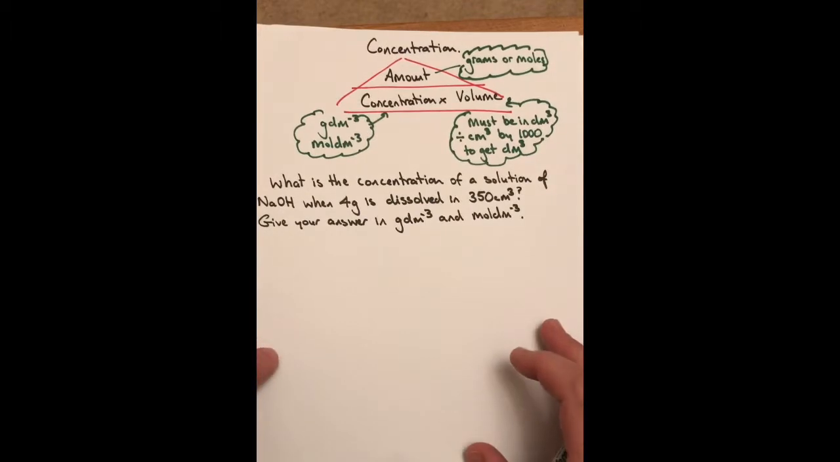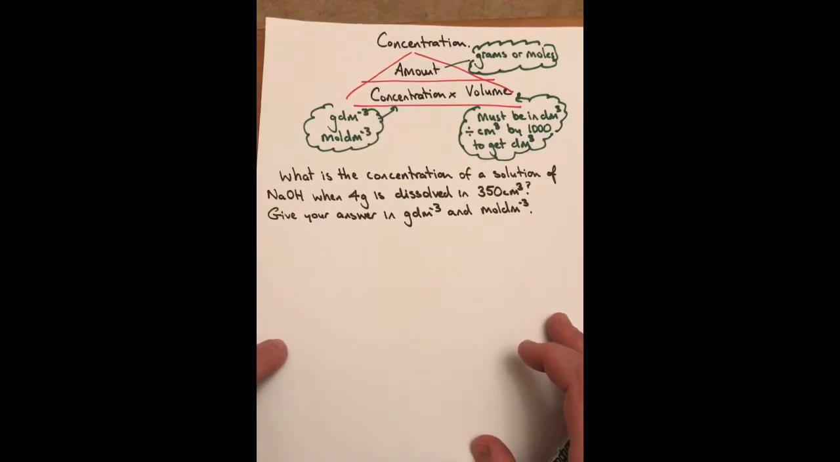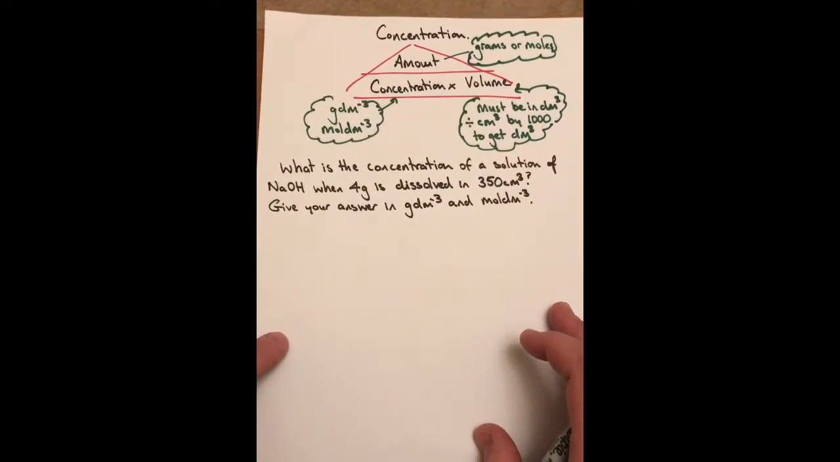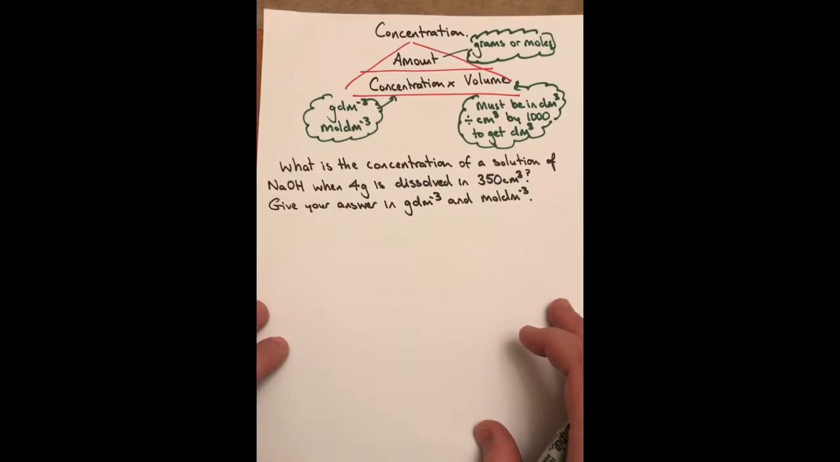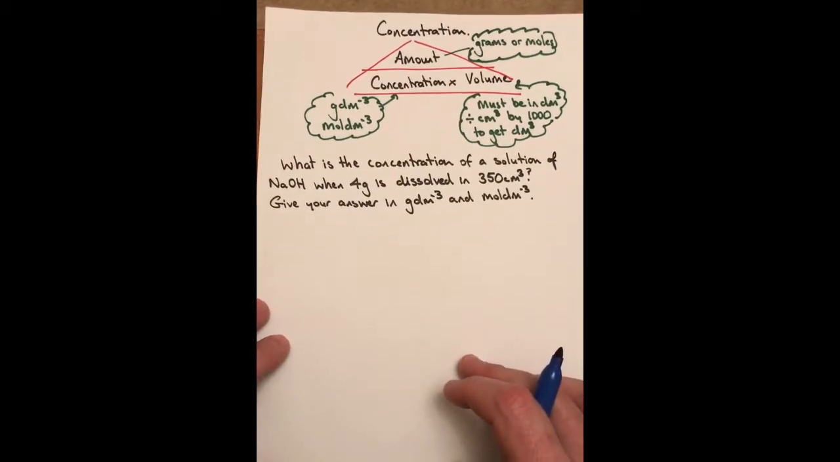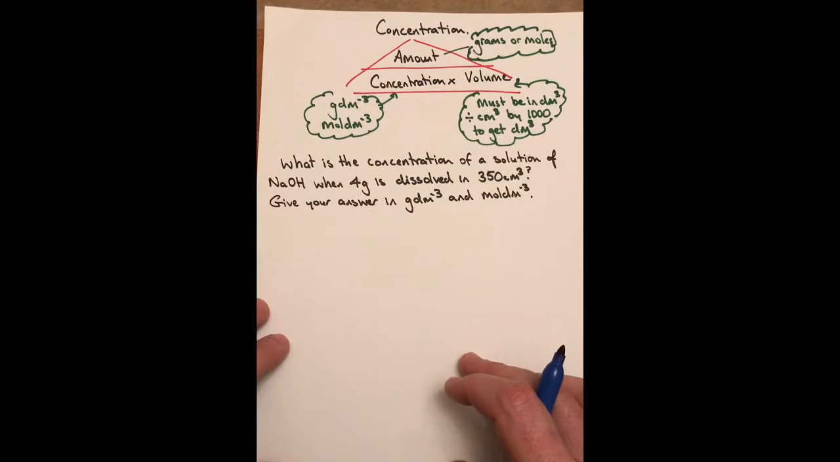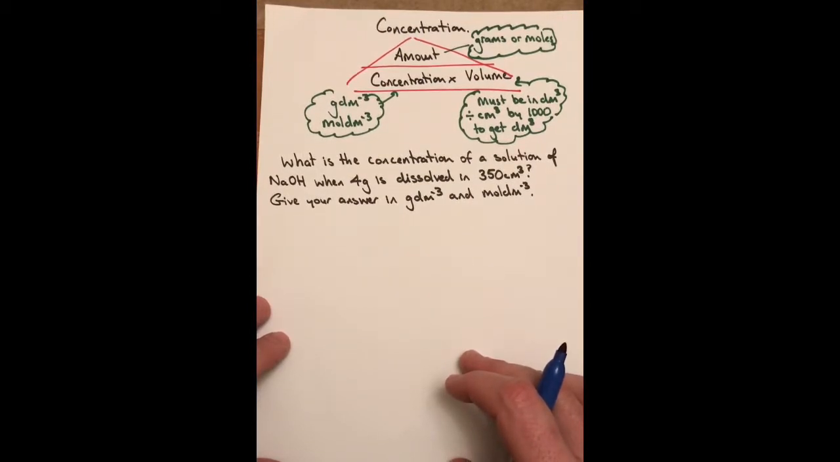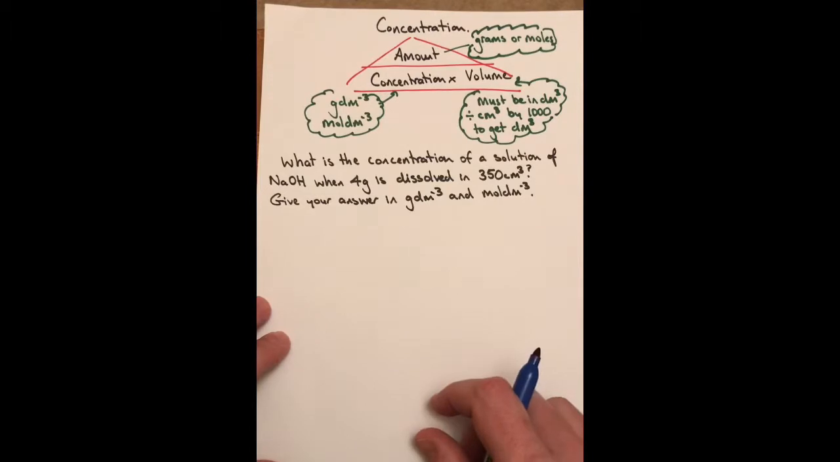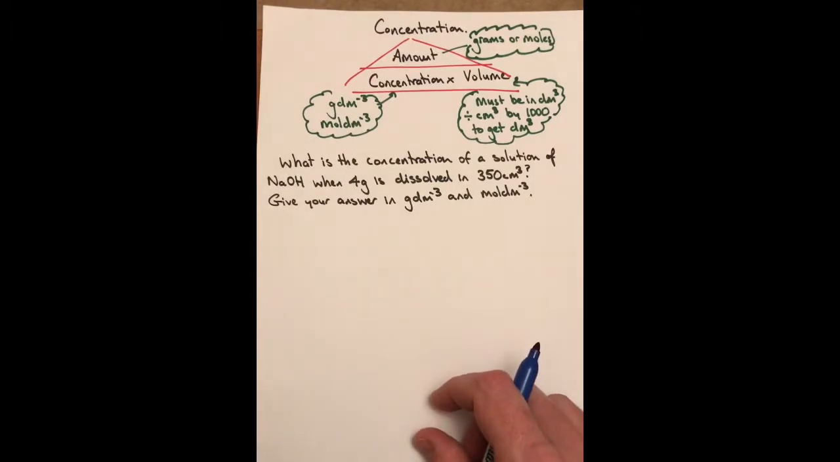So the best way to have a look at this and get used to using this is to actually have a look at a question. So underneath here I've written down a question, and the question is asking us to find the concentration of a solution when we take 4 grams of sodium hydroxide and we dissolve it in a volume of 350 centimeters cubed. And it wants us to give our answer in 2 different units. One is grams per decimeter cubed, and the second one is moles per decimeter cubed.